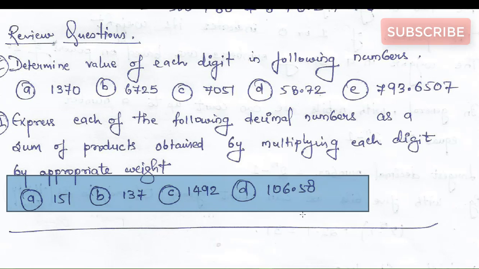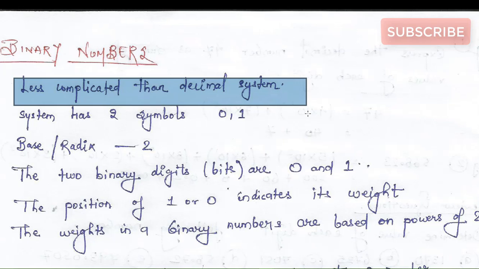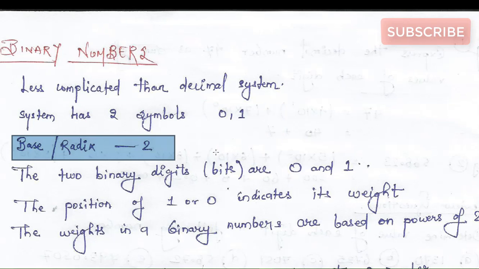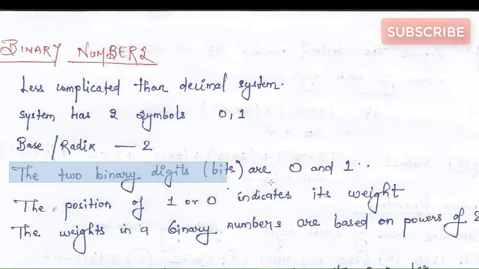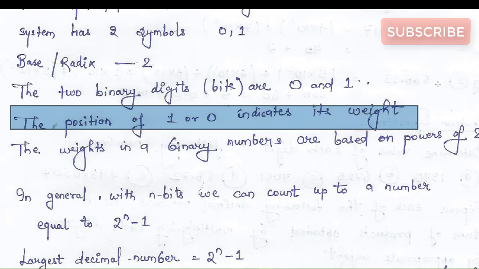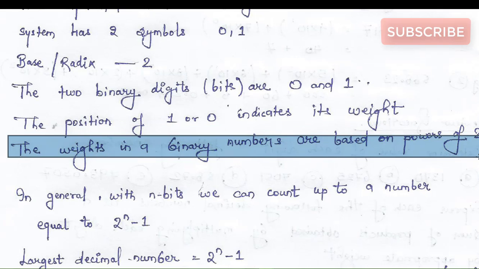Okay, so let's see the binary number system. The binary number system is less complicated than the decimal system. The system has two symbols, 0 and 1. Base and radix both are equal to 2. So the two binary digits are 0 and 1, and the position of 1 or 0 indicates its weight. The weights in a binary number are based on the powers of 2.